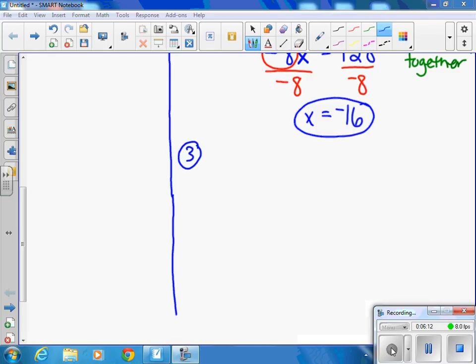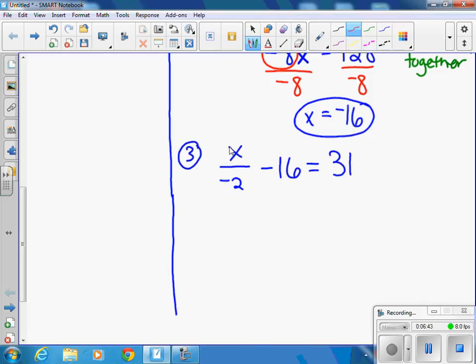Okay, let's say that we have this one. We have x divided by negative 2 minus 16 is equal to 31. Again, I need to undo, or get rid of, anything that's alone first. I'm not looking at the side with 31. I'm looking at the side that has my variable. So the one who's alone is negative 16, or minus 16. In order to get rid of that, I need to add 16 to both sides.